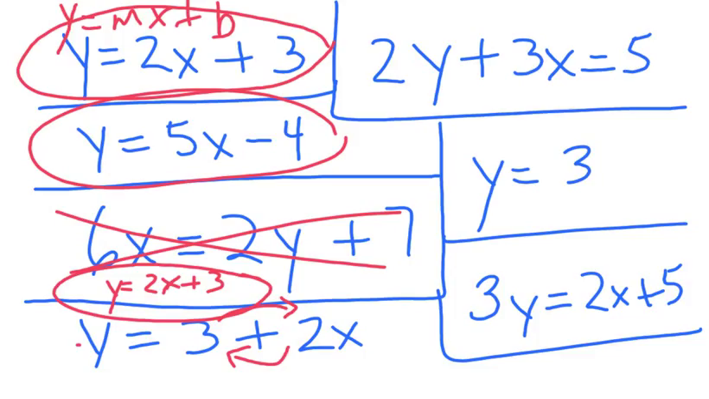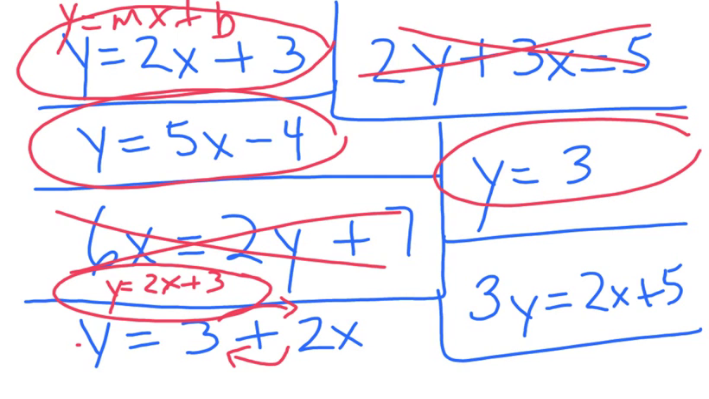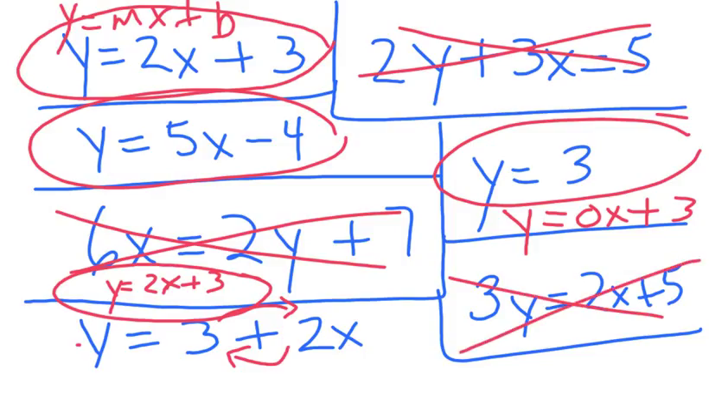What about the next one at the top? 2y plus 3x equals 5. No, that's not slope-intercept form. What about y equals 3? Yes, I hope you said yes. Remember, this is that one where you have to think in your head, y equals 0x plus 3, and then they just shorten it down. So yes, that's slope-intercept form. What about the last one? No, that's not slope-intercept form.